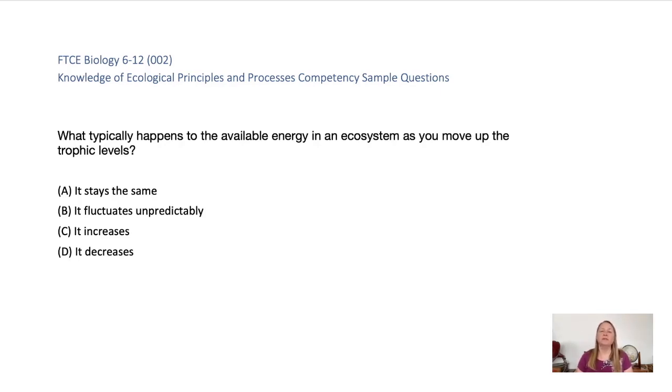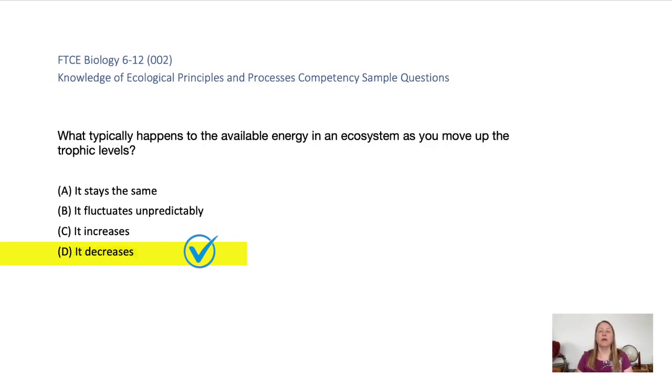B. It fluctuates unpredictably. Energy transfer follows a predictable pattern, so this is incorrect. C. It increases. That would break the rules of energy flow. Energy doesn't grow as you go up the food chain. The correct answer is D.